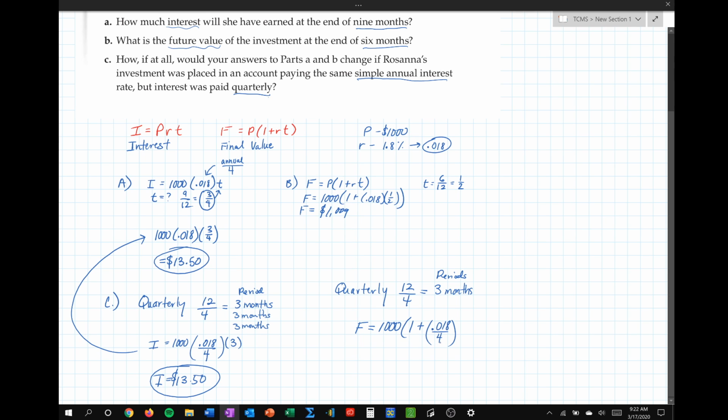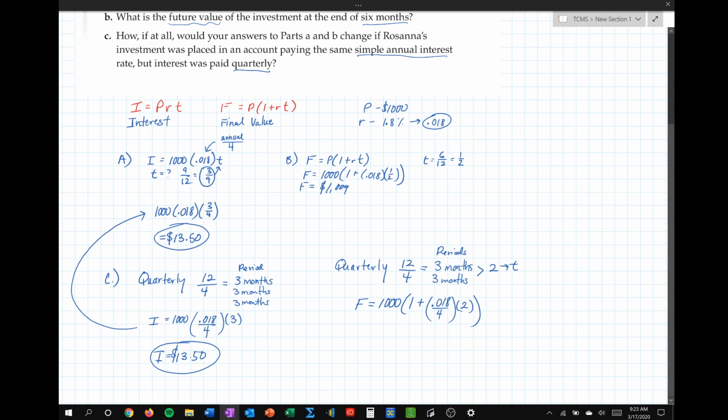Now this time, because it's only 6 months, I have to think about how many 3-month periods there are in 6 months. Well, it's 3 months, then another 3 months. Because there's only 2 of them, that represents my T. And that's my time. Okay? So multiplied by 2 for my T. And now I can do the calculation.